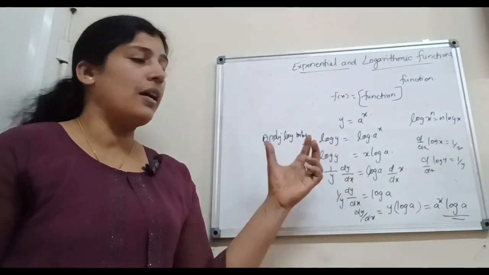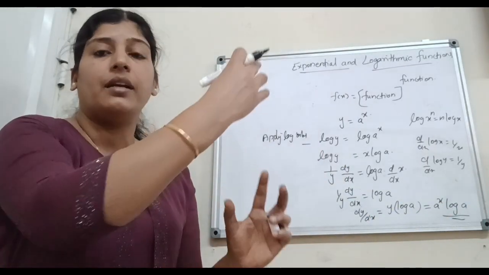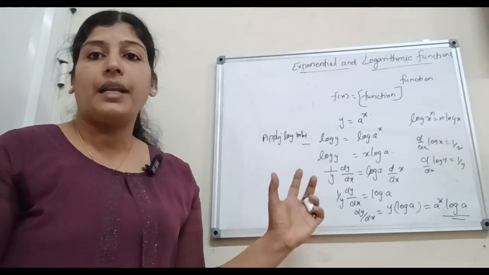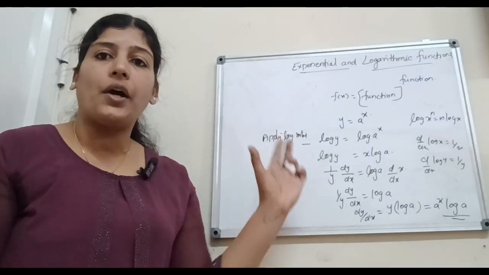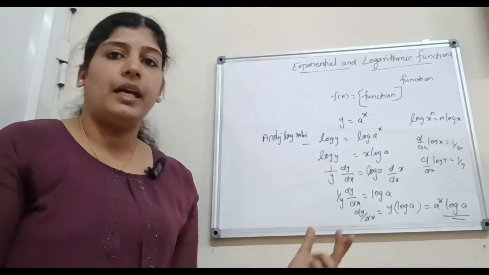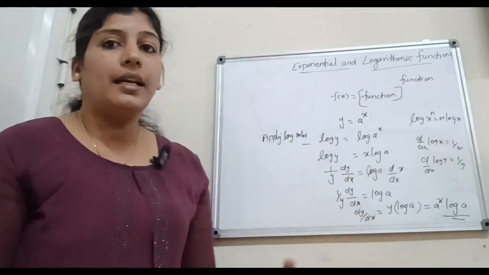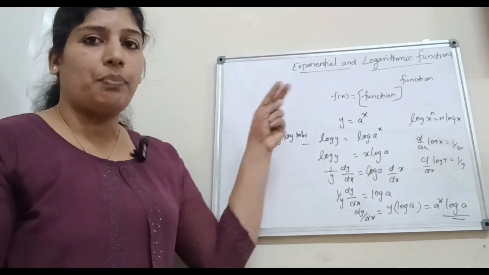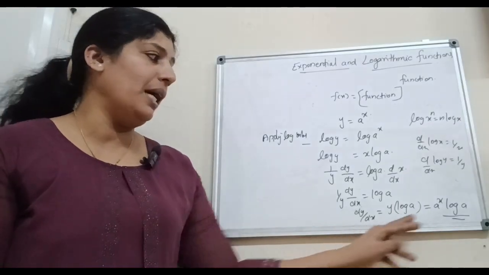Here the function is of the form function raised to function. Therefore, here we have to apply logarithm. That means we have to apply logarithmic differentiation. First we have to take logarithm on both sides. Then after that, differentiate with respect to x. We will get dy by dx.